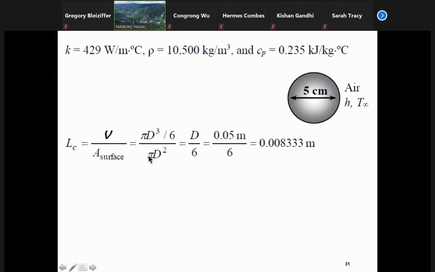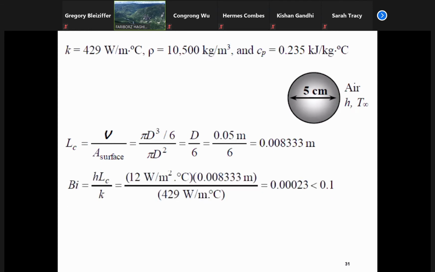We know for a sphere, that's the volume of the sphere, and this is the surface area, 4 pi r squared, which we write using D. Here we have D also, okay? Therefore, this is the equation for the surface area of a sphere, and here is the volume. We divide them to get the characteristic length, which appearing in the equation is 0.00333, okay? Therefore, we have h, we have k, and we have Lc. And the Biot number is h Lc, Lc again is the characteristic length, divided by k. If you calculate, you can see your Biot number is less than 0.1.